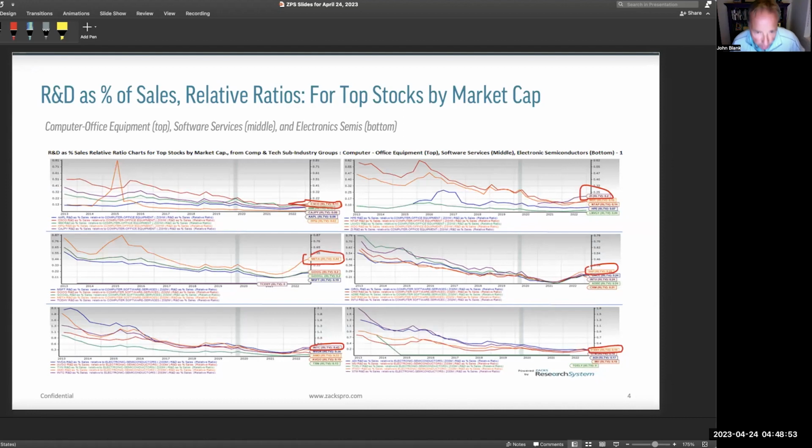Okay, number 1, I just want to point out R&D as percent of sales relative ratios. These are relative to their industries. Computer office equipment will be up here at the top. Software services are in the middle, and electronic semis are down here at the bottom. So keep this in mind. I put this up here to show you that, again, office equipment here, software services here, and semis down here. So this is a relative ratio to these industries. But we want the best one in the industry.